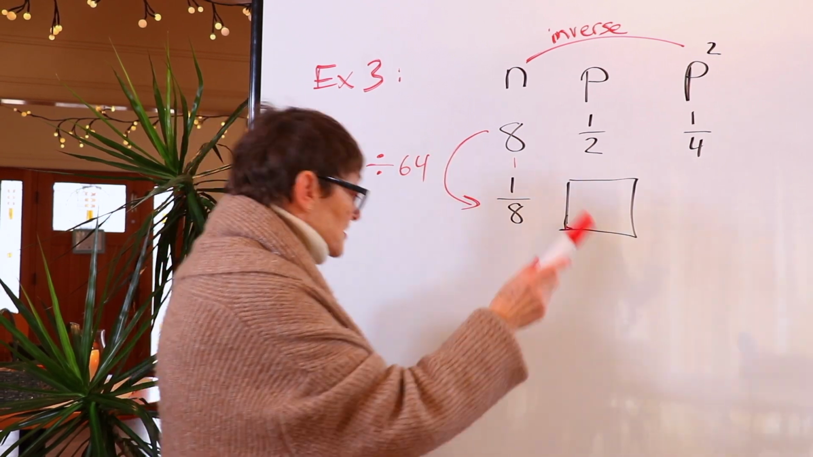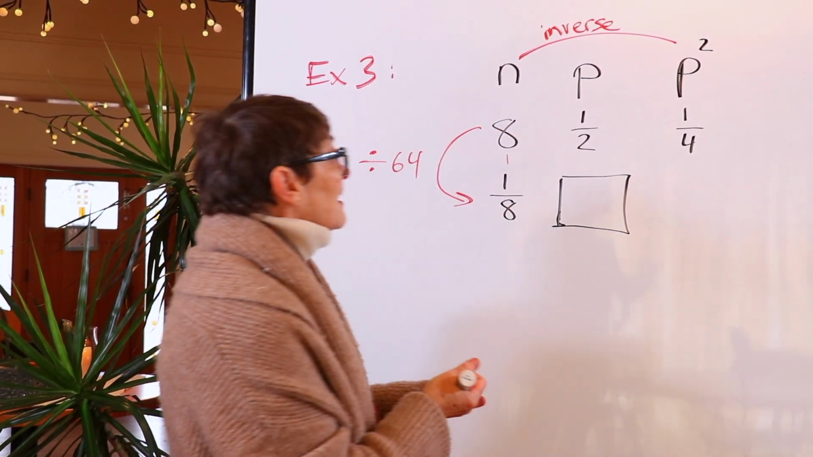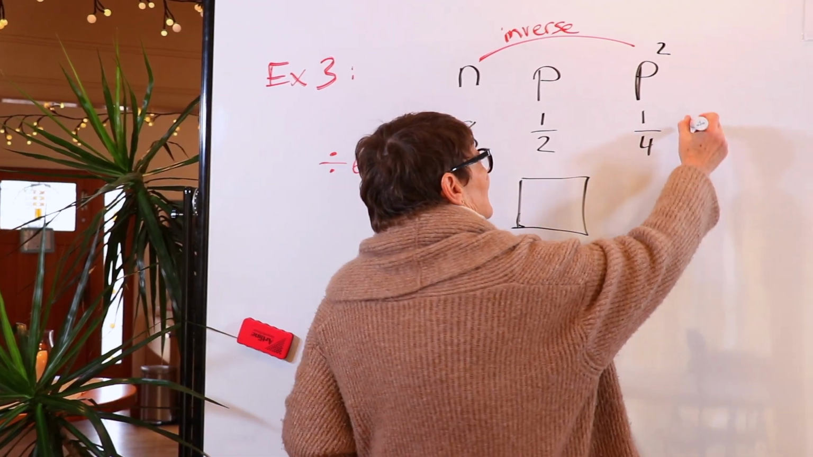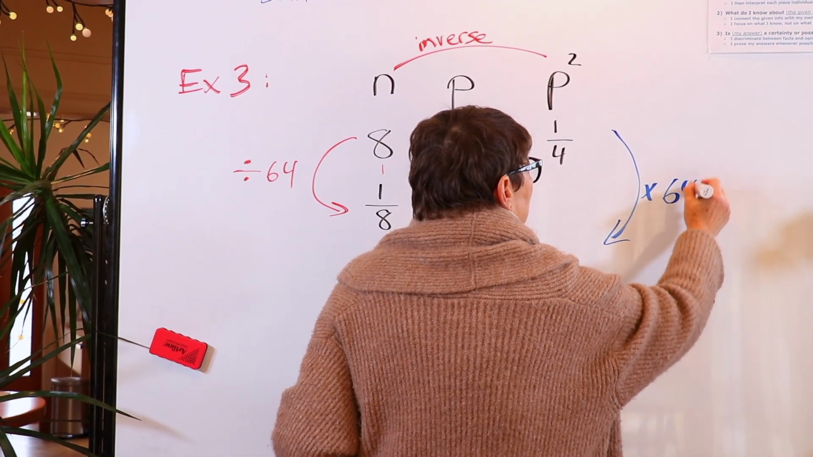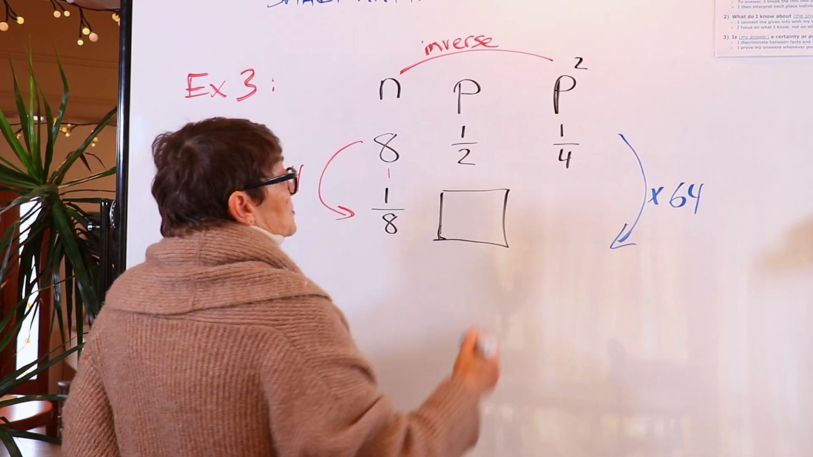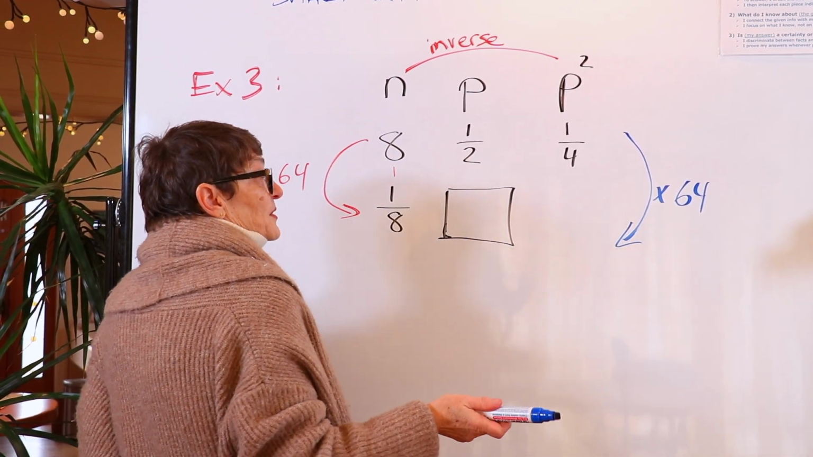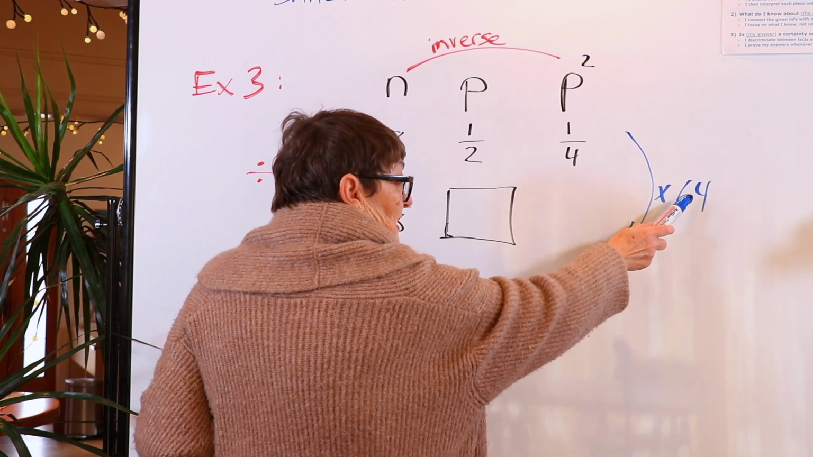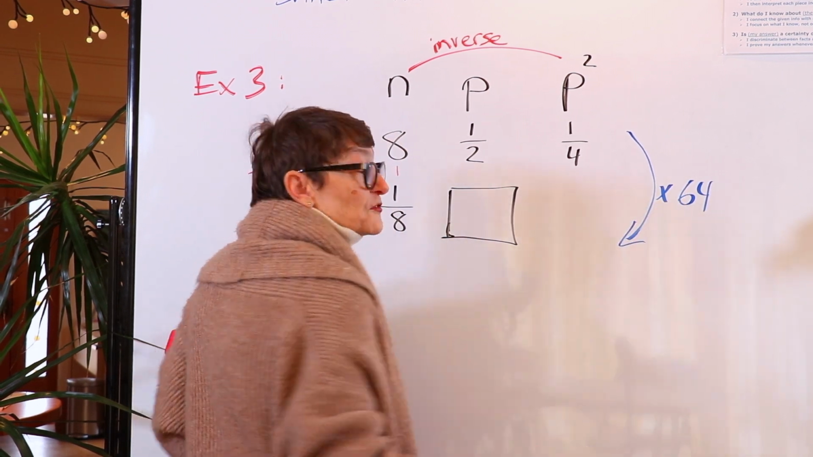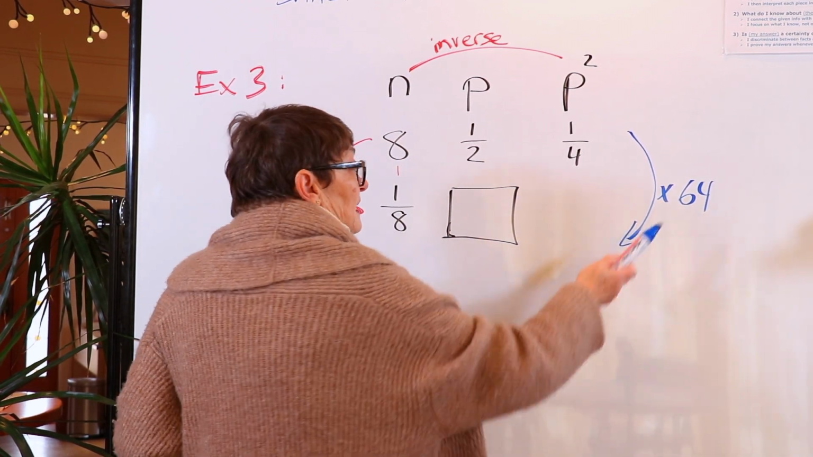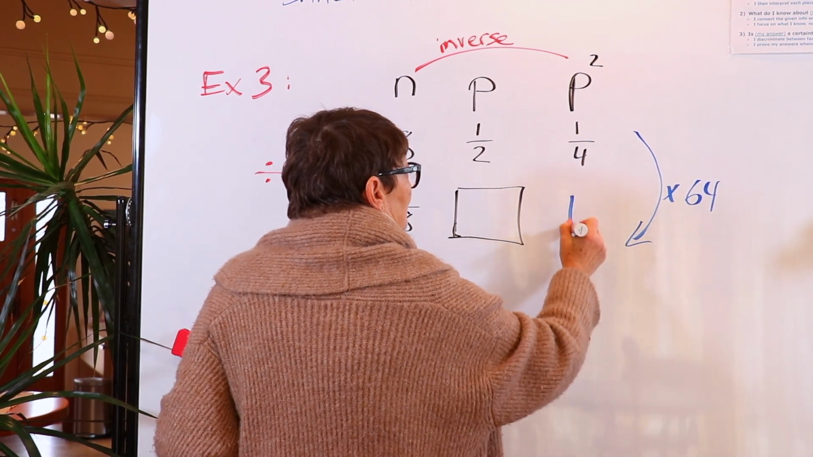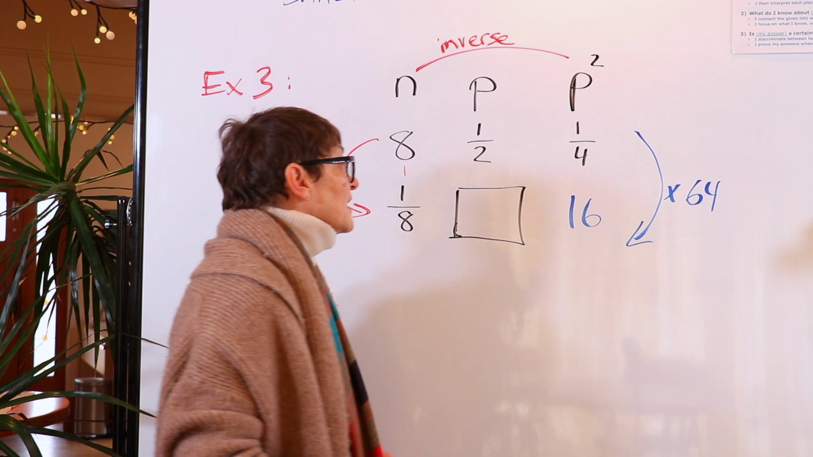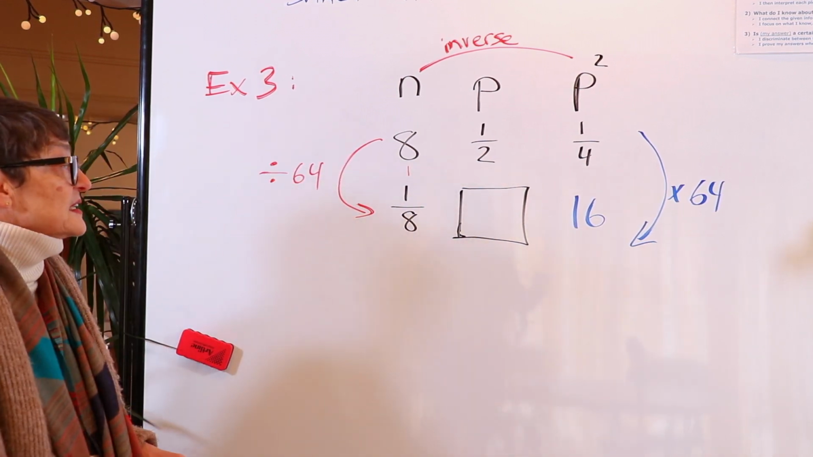And what am I going to do on the other side? The opposite. So I am multiplying that by 64. That's what I need to do to p squared. And again, you can break that down. 64 is the same as 4 times 16. 4 times 1/4 is 1, times 16 is 16. So 64 times 1/4 is the same as 16.